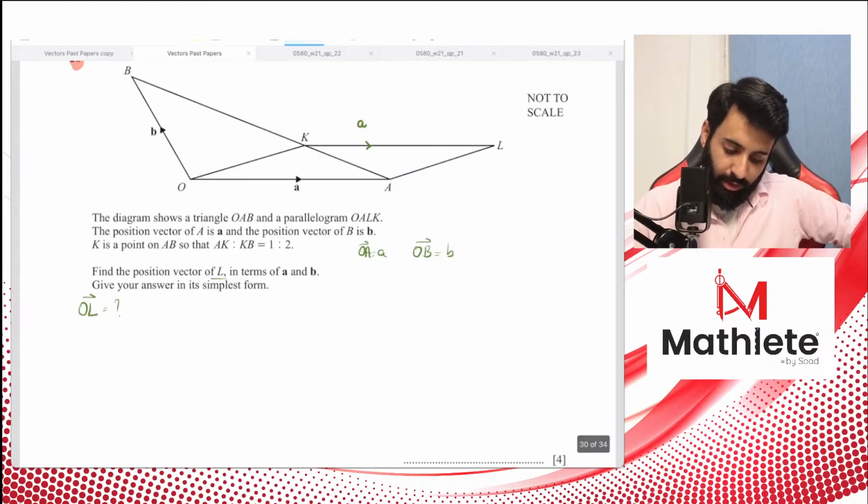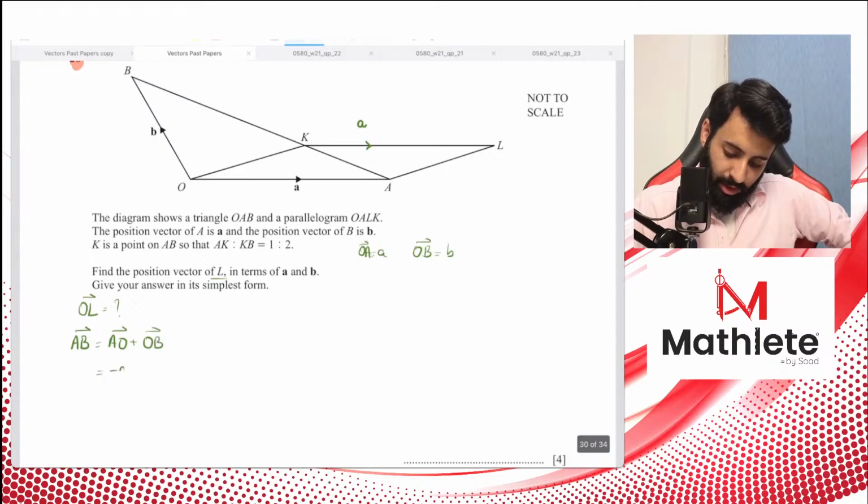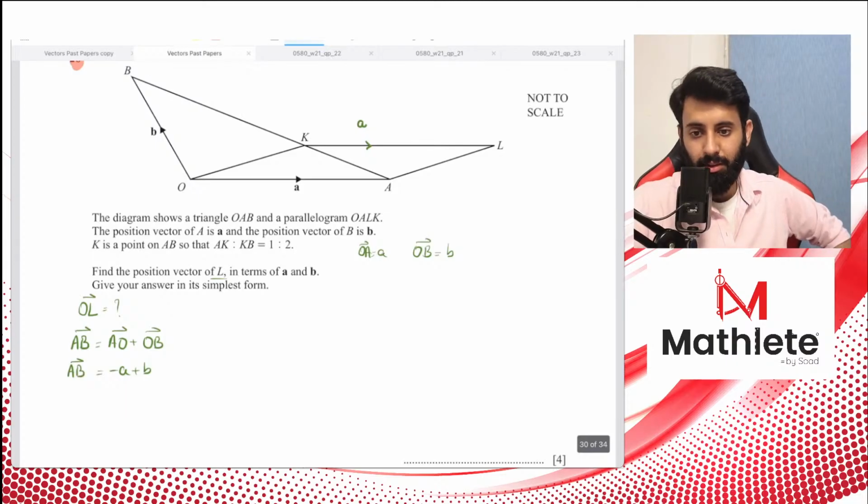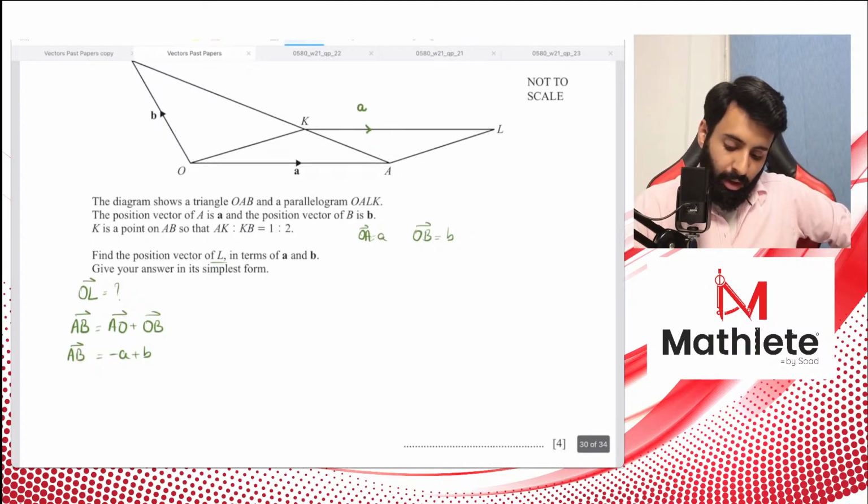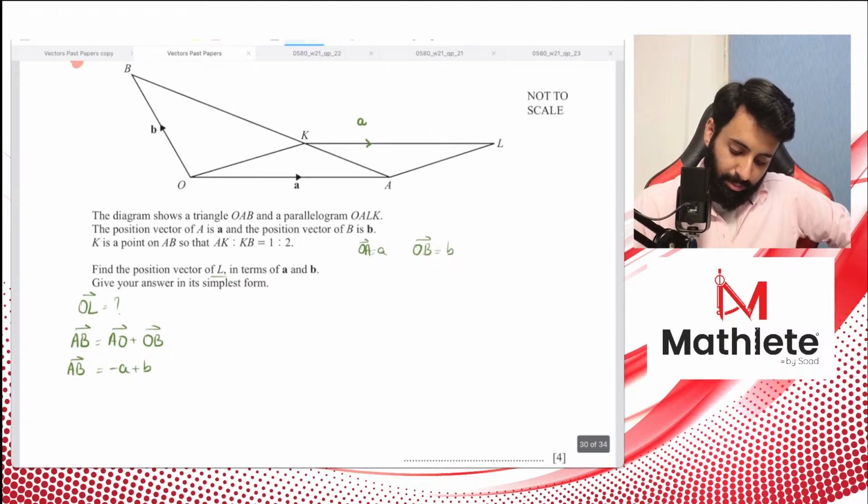Now, what else can we do over here? Now, you can find out AB. How? By simply doing AO plus OB. Now, AO is going to be equal to minus A and OB is equal to B. So now we know that AB is equal to minus A plus B. Okay, how does this help?